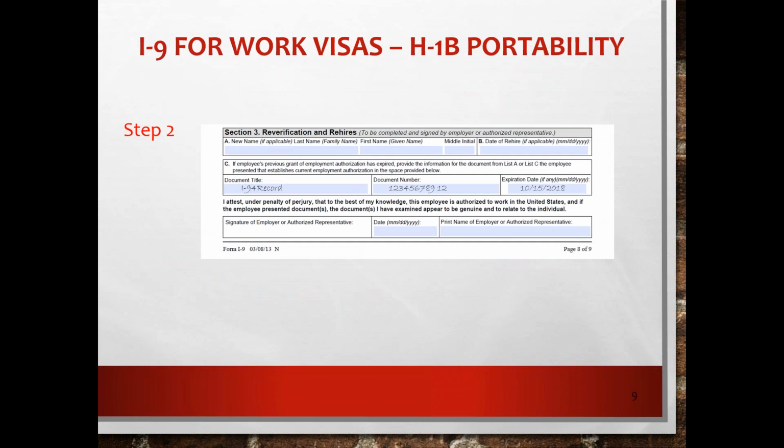You will actually use section 3 of the I-9. You're going to input the new document title that you're inserting as a re-verification, which is an I-94 record, the new admissions number, which in many cases will be the same as the prior one, but whatever number is at the top of that I-94 record, you put it in there. Then the expiration date of the new I-94 card, which here is 3 years into the future, and then you'll date and sign and print your name as the employer at the bottom of section 3. And you'll be done with your H-1B portability I-9.